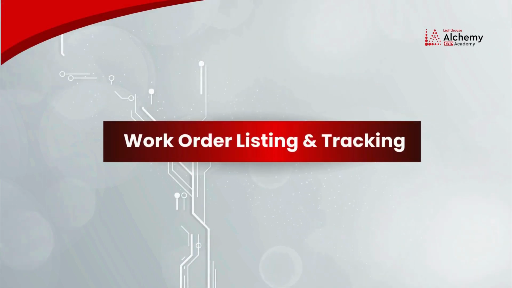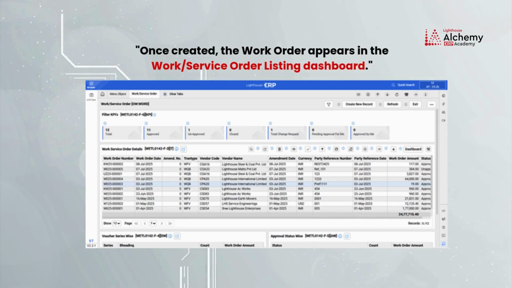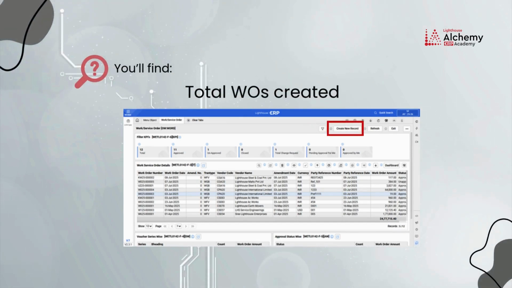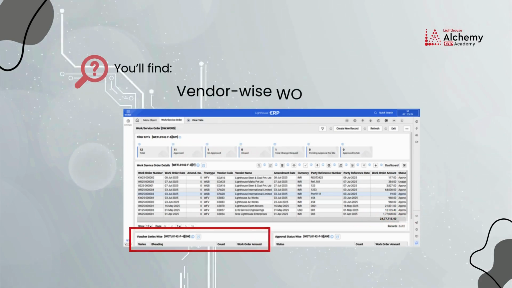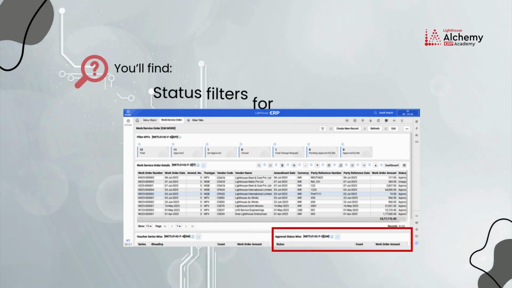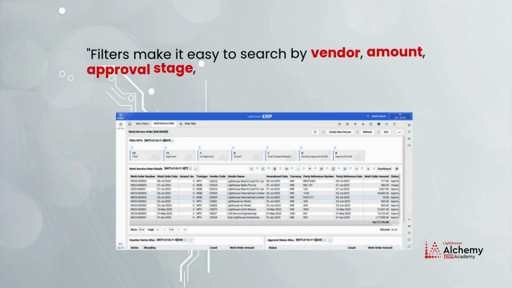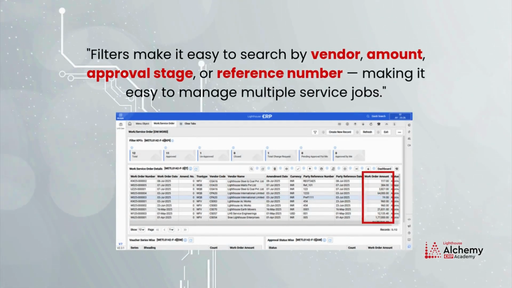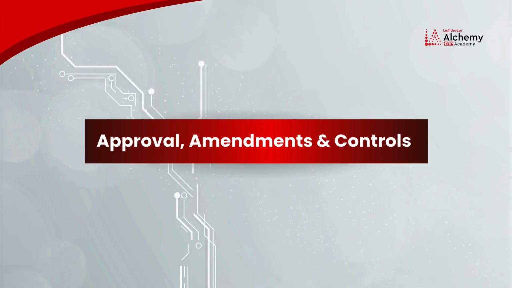Work order listing and tracking. Once created, the work order appears in the work or service order listing dashboard. You'll find total work orders created, approved and unapproved work orders, service order value, vendor-wise WO history, status filters for quick tracking, amendment and approval, and pending approval count. Filters make it easy to search by vendor, amount, approval stage, or reference number, making it easy to manage multiple service jobs, approvals, amendments, and controls.